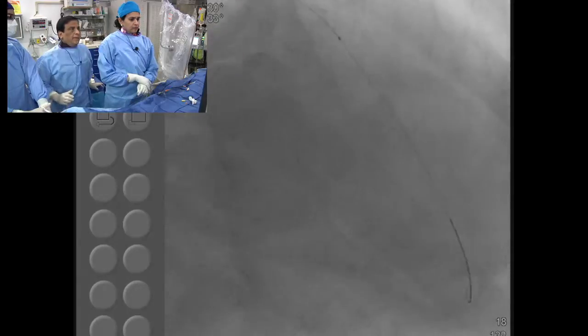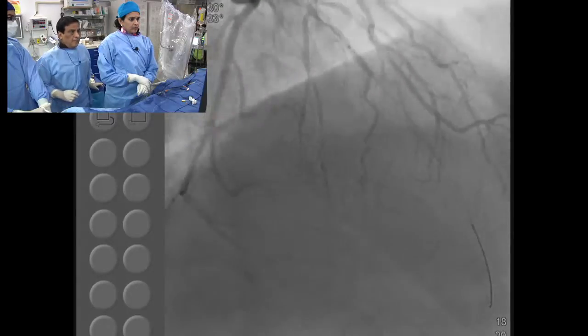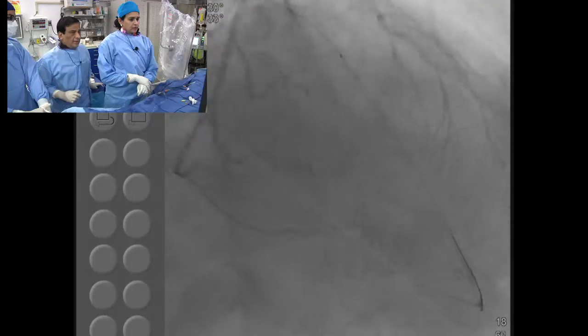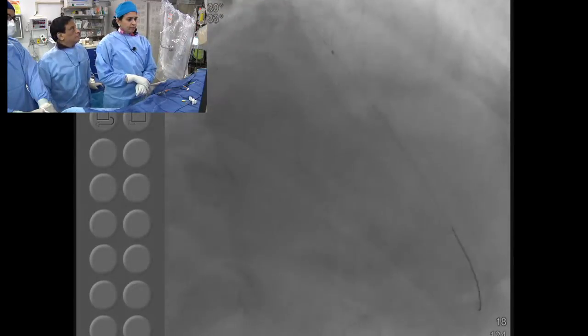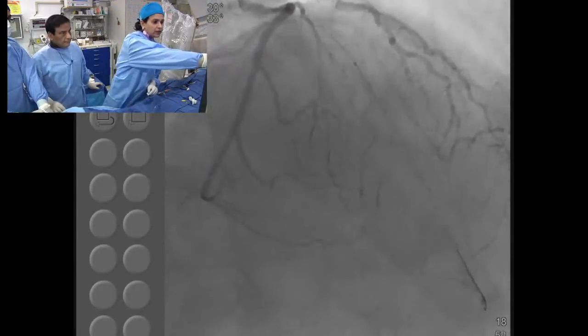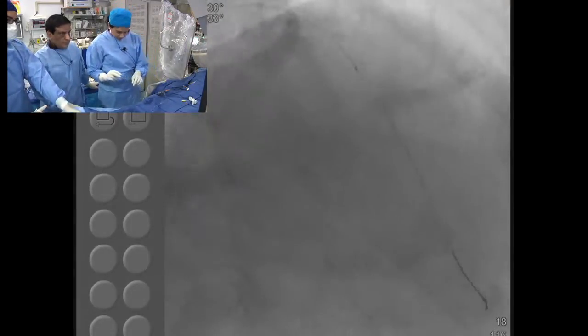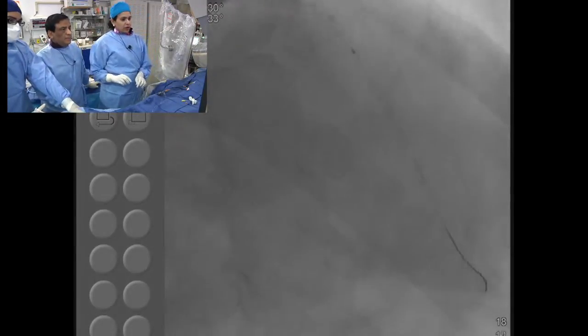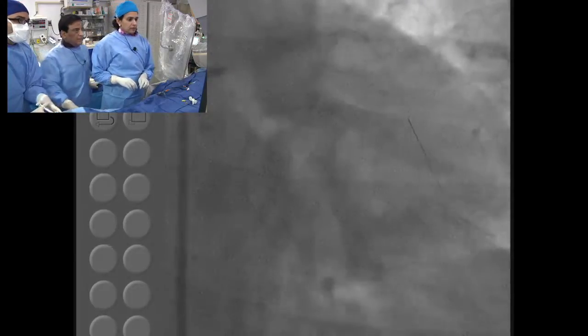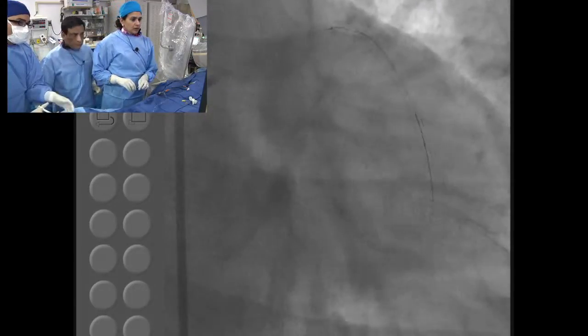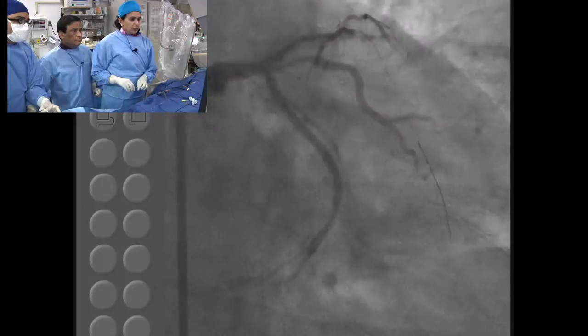Now it may be that we have gone subintimal and come back to the lumen at that level, and then gone back again subintimal. Here definitely I think we are in the lumen now. Yes. And at the apex you are going out again. That's the one we need to watch. Some dye here now. You want to go for a run?